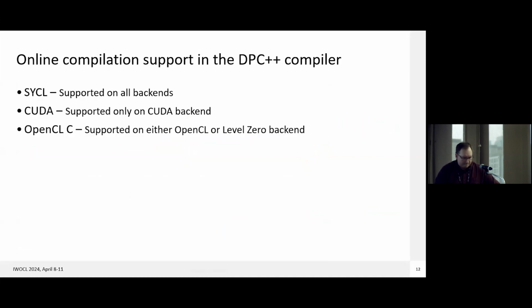So, what's the status of this in our implementation? We've implemented a lot of this today. As a source language, SYCL will be supported on all backends. CUDA will only be supported on the CUDA backend because that's the way NVIDIA likes it. OpenCL C, of course, can be supported on an OpenCL backend or a Level Zero backend because basically that just gets compiled to SPIR-V. So anyone that can take SPIR-V can use that.